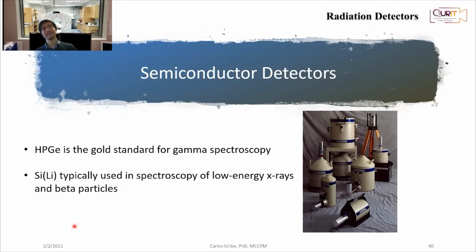High purity germanium, though, is what has become the gold standard for gamma spectroscopy. So what is gamma spectroscopy? Gamma spectroscopy is when we have a sample and we want to see all the energy emissions, all the energies of all those gammas that are being emitted by a sample. So you can do a graph of different energies and how many photons of each energy you have. Because of its high resolution, germanium is very, very used in these applications. And silicon is typically used in spectroscopy of low energy X-rays and beta particles. Again, similar, when we want to measure the energies of a sample of different betas and X-rays with low energies.